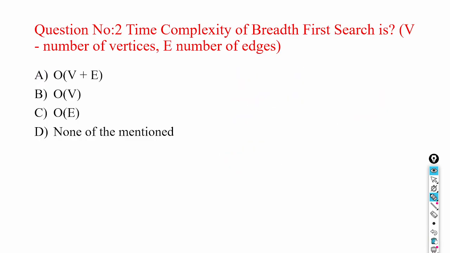So why are the other options wrong? Option B, order of V: is BFS visiting only vertices? No, BFS visits vertices as well as edges, so option B is wrong. And order of E: does BFS visit only edges? No, it visits vertices and edges, so order of E is wrong. The correct answer is A. Then moving to the next question.